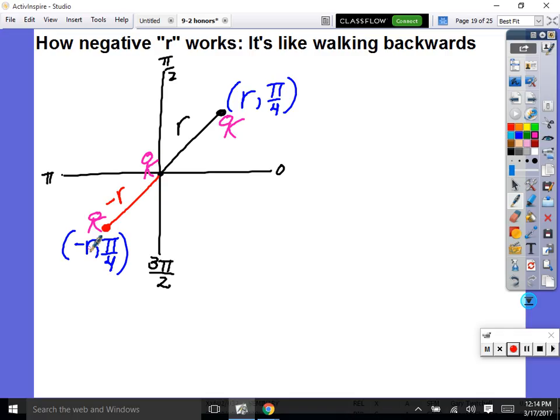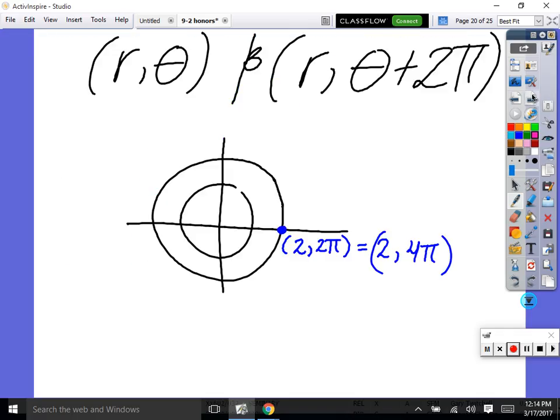Questions? Okay. Now think about one more thing. If we were around 2 pi and out 2 units, isn't that the same thing as around 4 pi and out 2 units? Wouldn't that put me at that same point? Yeah. Just keep that in mind. Yep, same as 0 pi. Good. So we can do that as many times as we want.